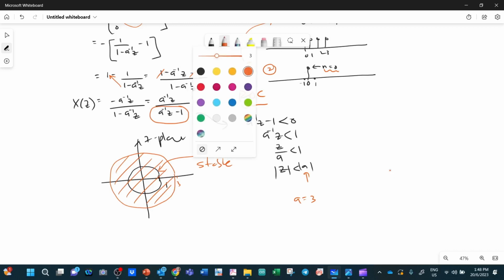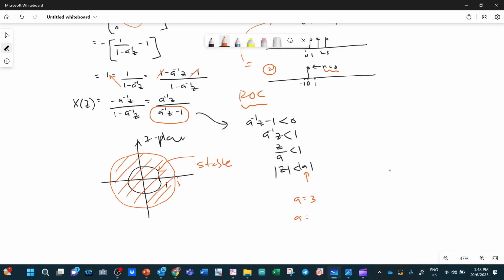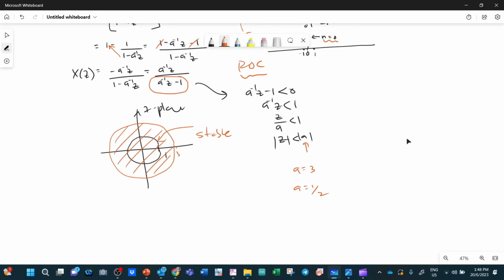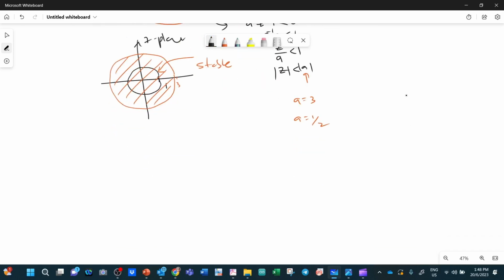Let's say what happens if you have A equal to 1 over 2. Let's draw that out. You have this is unit step 1. If A is 1 over 2, where is it? It's here, 1 over 2. And you have the ROC is Z less than 1 over 2. So you see that this is unstable. The system is unstable because the ROC doesn't cover the unit step, right?